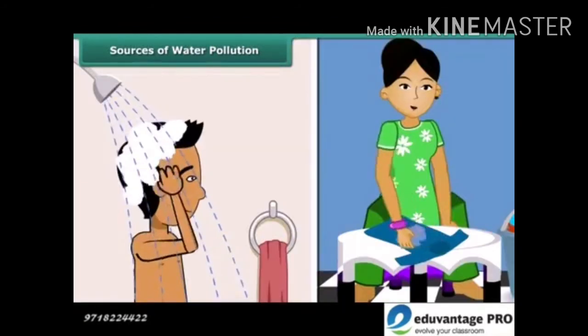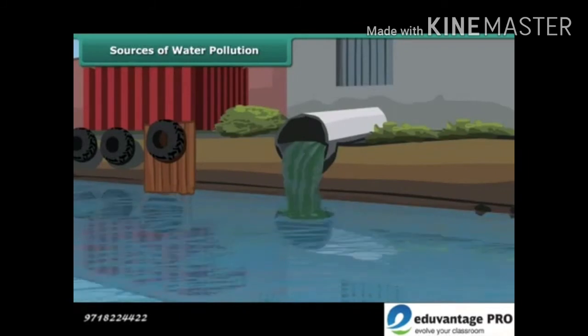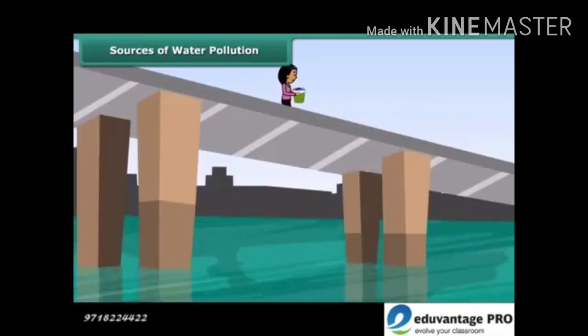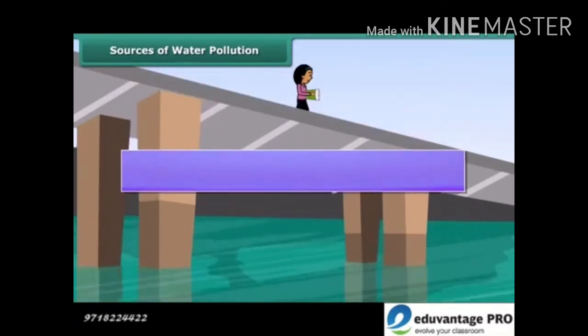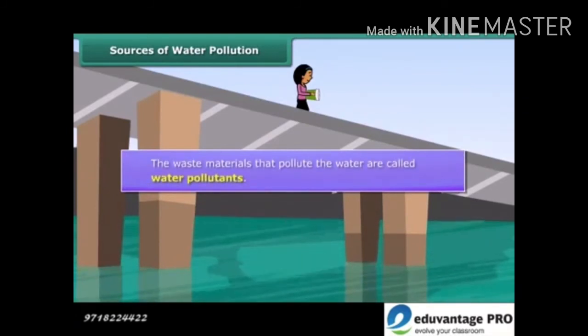Also, people bathe, wash clothes, and defecate in the rivers and ponds. They also throw garbage, flowers, and non-biodegradable polythene bags into the river. Many rivers have become dead due to a high level of pollution, and aquatic life cannot survive in them. The waste materials that pollute the water are called water pollutants.